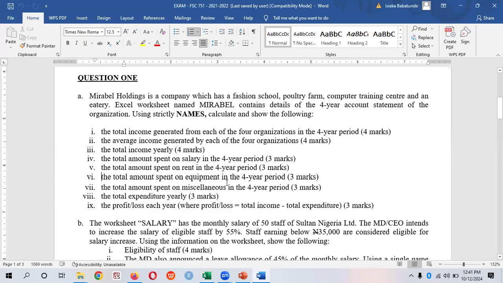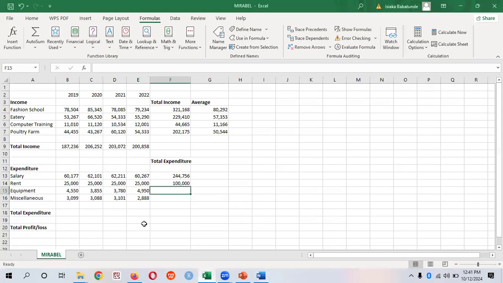Question 6. Total amount spent on equipment in the 4 year period. This is equipment. The amount spent in 2019 is 4,000. In 2020, 3,000. How much is spent in 4 years by the company? So we come here, enter equal sign. Select the first one plus the second one plus the third one plus the fourth one. Then click enter. This is the total amount spent on equipment, 17,000.